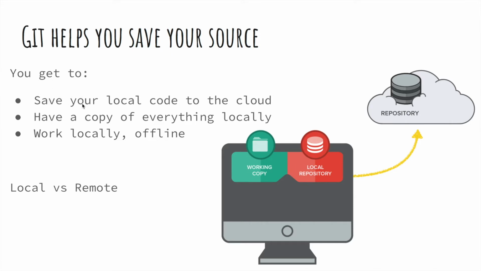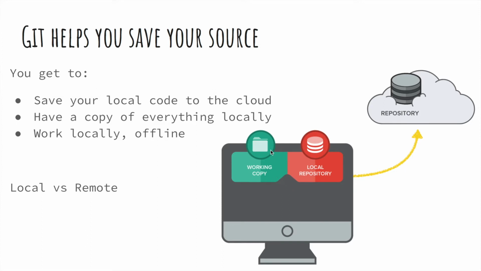What you need to do is you need to save your code on your computer locally, and then you need to save your code to the cloud. Each of these are repositories. This is your remote repository in the cloud. This is your local repository on your computer. You have a local copy of everything with Git, which is really, really awesome. And you don't need to be online to get your copy. You can just always work on your stuff.